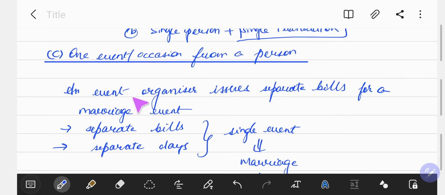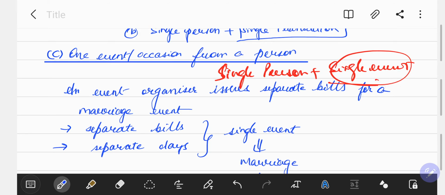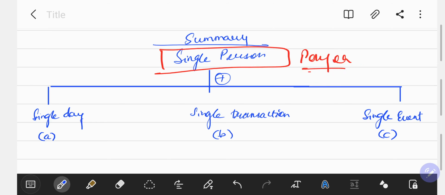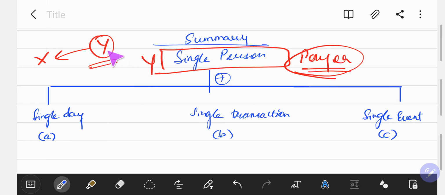Now the third condition comes to one event or occasion, in respect of transactions relating to one event or occasion. Here it says single person plus single event is covered. So if you see all the three conditions, just to summarize our discussion, single person is common. Single person in the sense the payer. The payer should be one person. So suppose X is receiving money from Y. We are talking about Y. Y should be a single person, right?